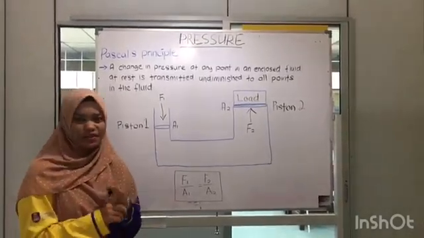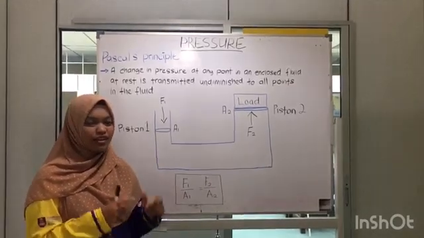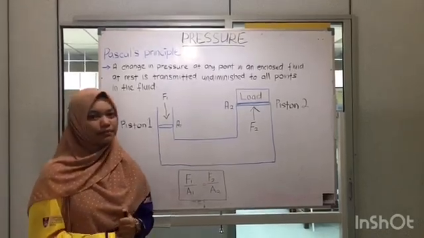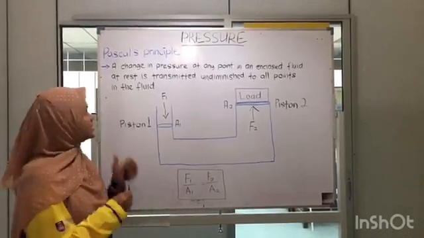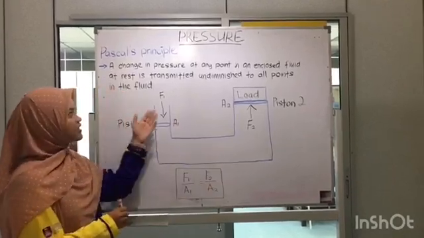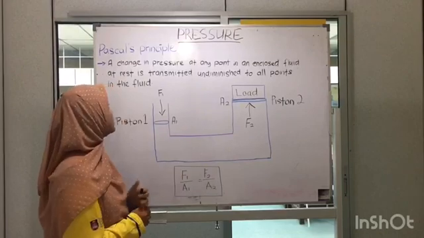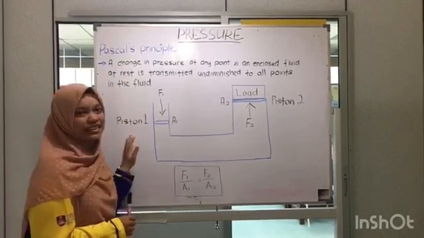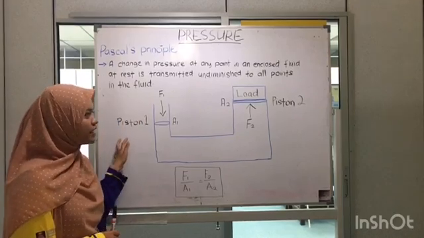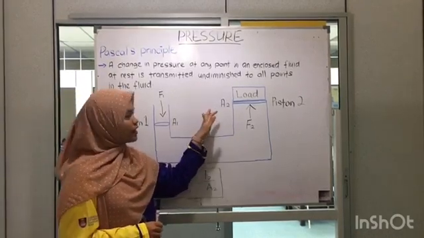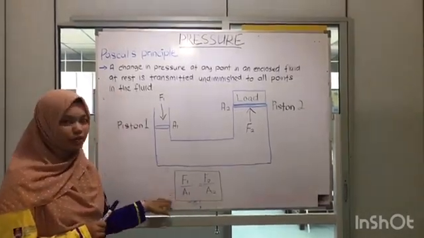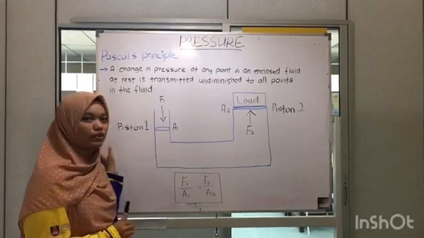Next, I will explain the pressure. Today I will focus on two principles, which are Pascal's and Archimedes'. First, we will focus on Pascal's principle. Pascal's principle states that a change in the pressure at any point in an enclosed fluid at rest is transmitted undiminished to all points in the fluid. So in this diagram, we just apply a small force on piston 1, then we can lift the load at piston 2. So the formula is F1 over A1 equal to F2 over A2.